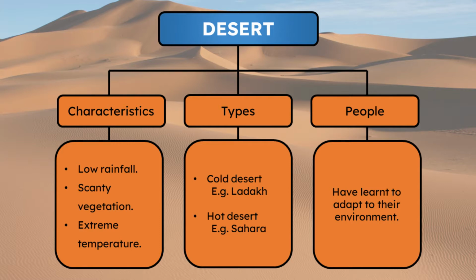And then there are two types of deserts. Cold desert. The best example for cold desert is Ladakh. Here the temperature will be extremely low. And then the hot desert. The best example is the Sahara. And here the temperature will be extremely hot. And usually people in these places, since they live in a special climatic condition, they learn to adapt to their environment.